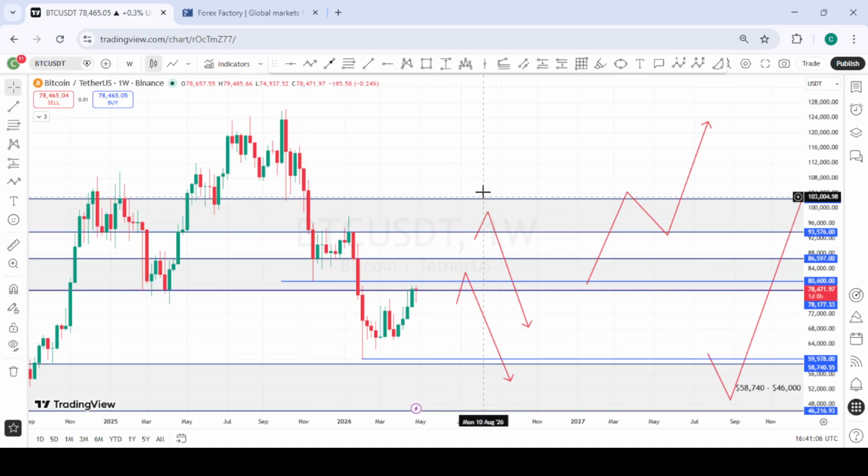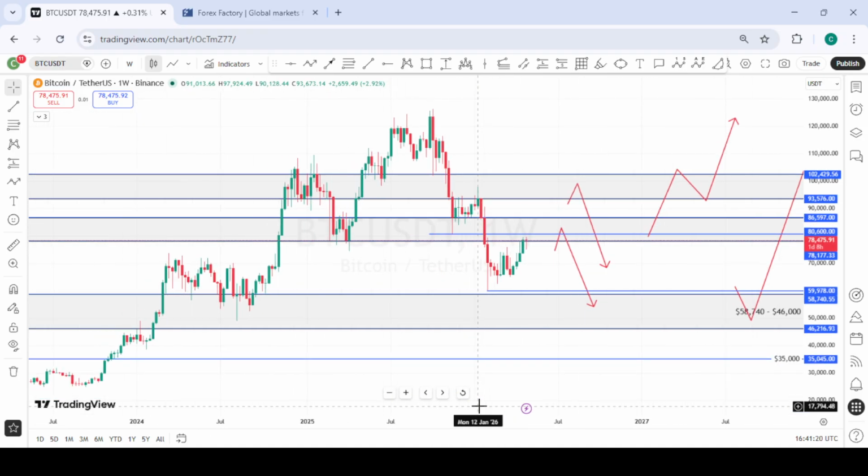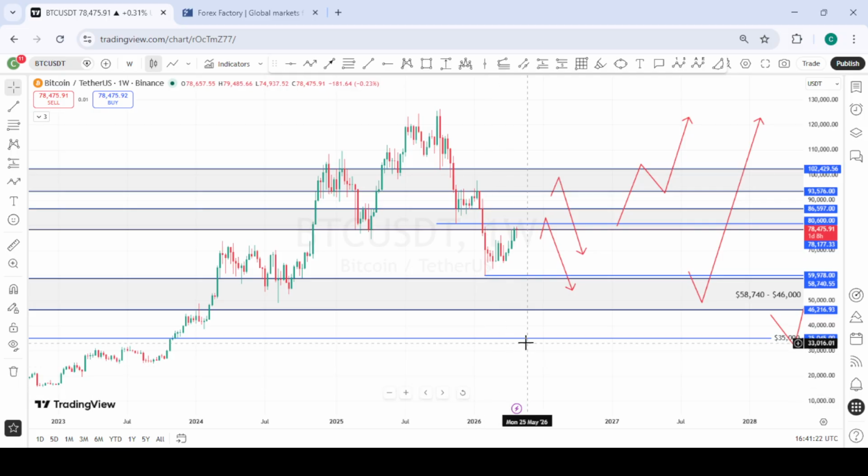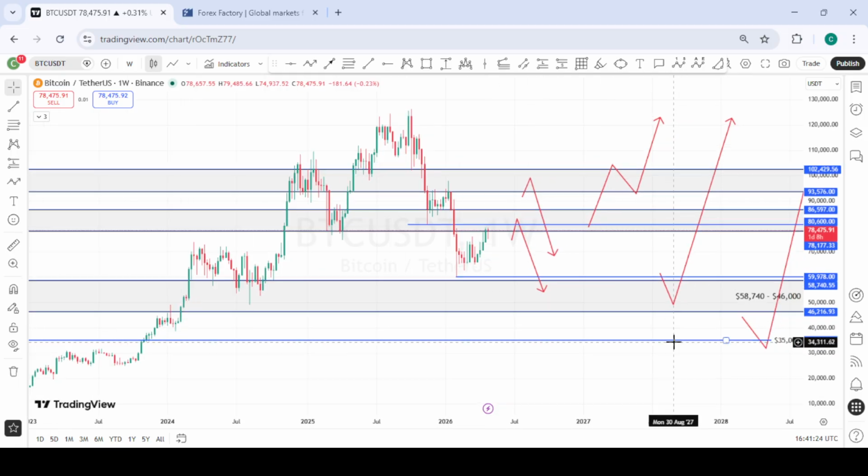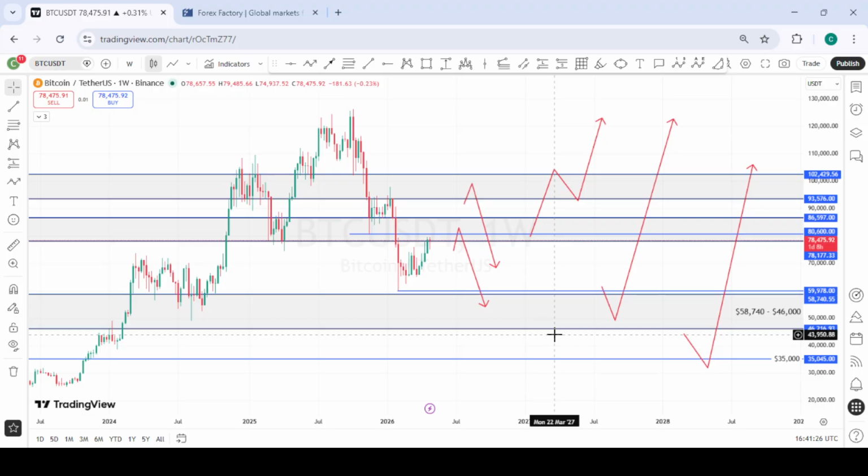then we look for the sells to the downside. If we get a weekly candle close above or break this weekly structure here, then we know we are heading up. But if price gives us a reaction within this zone and gives us bearish momentum, then we are heading downwards to the 58k to 46k area. And the worst case scenario is going to be 35k for BTC.